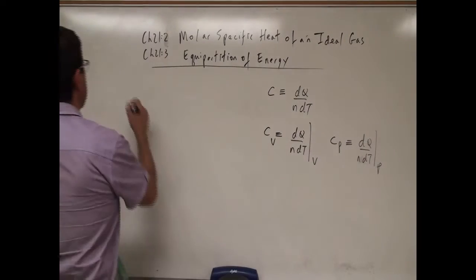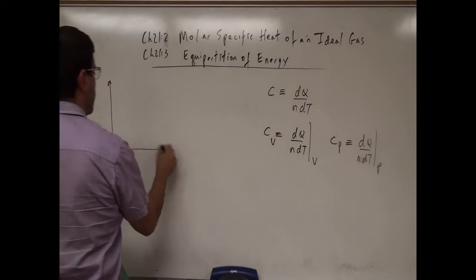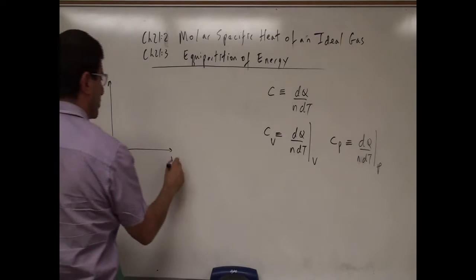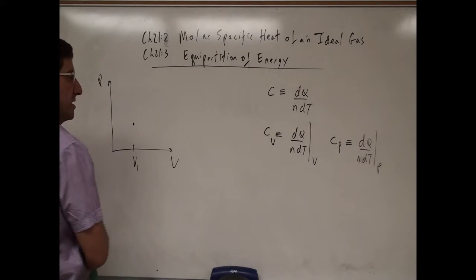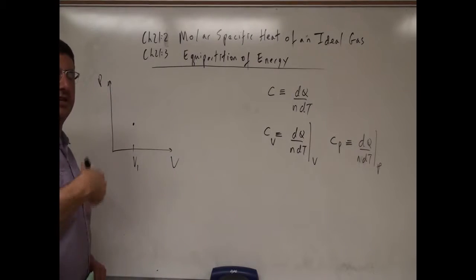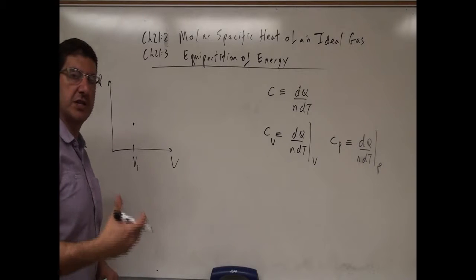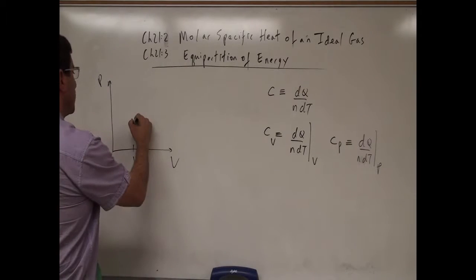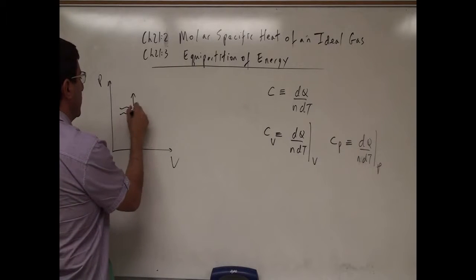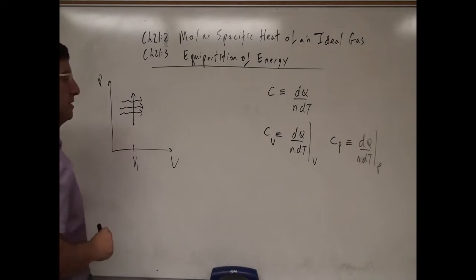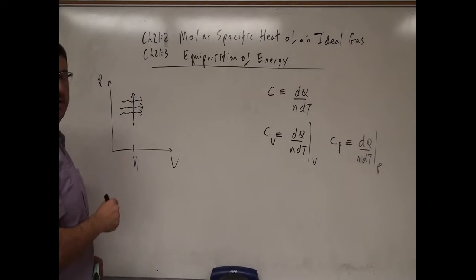Okay, so then the PV diagram for constant volume will look something like this. Let's say the initial volume of the gas is like this. So we are pouring heat into a gas while keeping the volume constant. So the only thing that is changing is the pressure, right? So the heat is coming into the gas, and then the pressure of the gas is increasing, right?